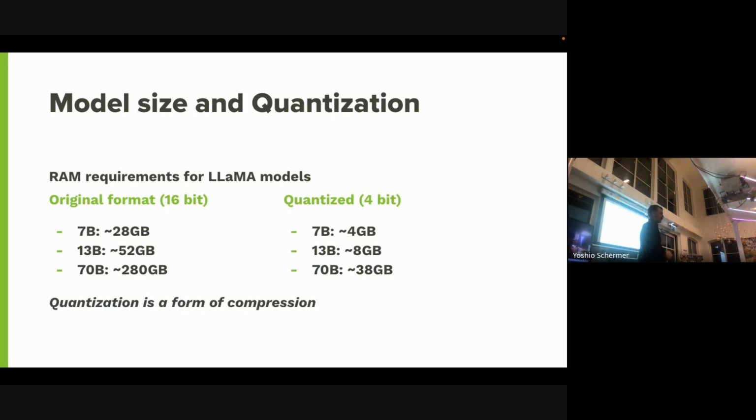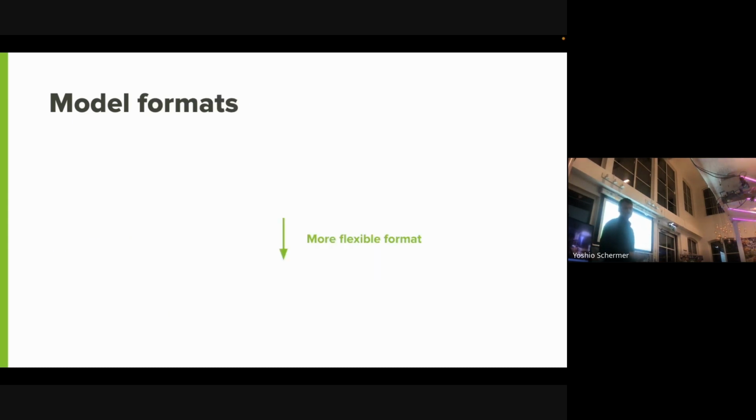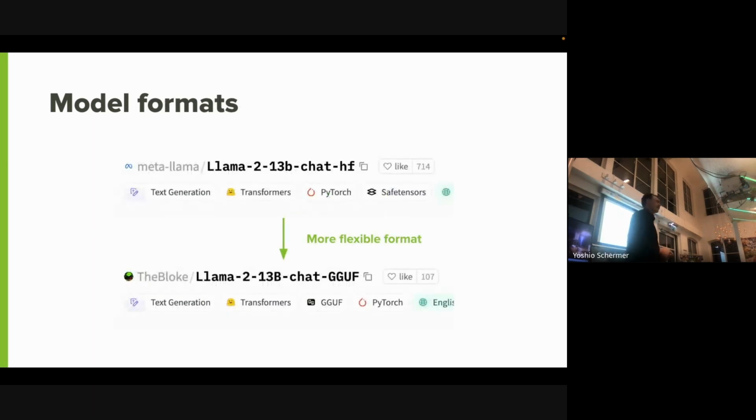And just as a rule of thumb, it's an overgeneralization, but quantization is kind of the same thing as compression. That does require different formats of models. So if I want to download a special model, that LLaMa 2 13 billion parameter model, the regular version requires like 52 gigs. And this is a quantized format, GGUF, that allows me to run it locally.